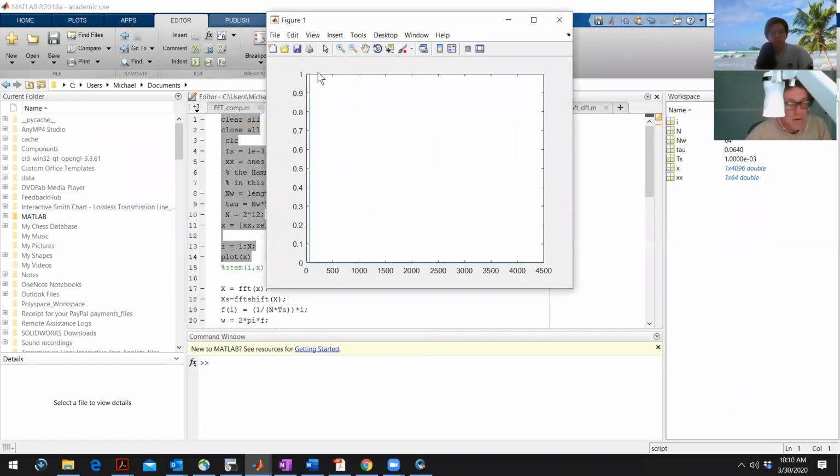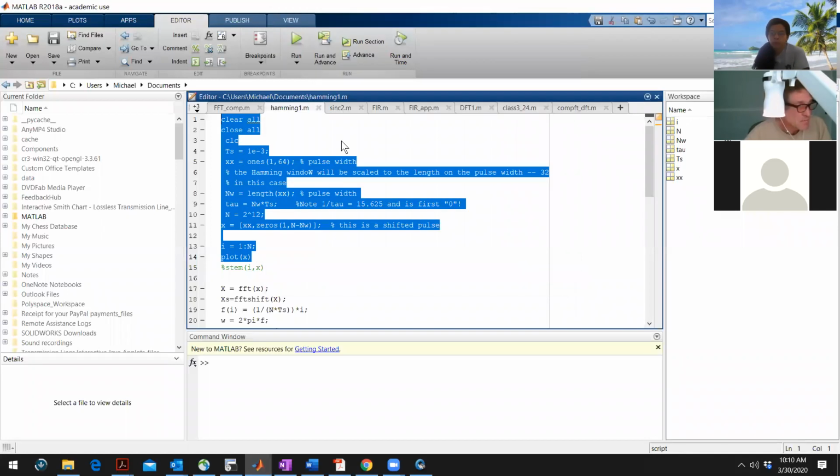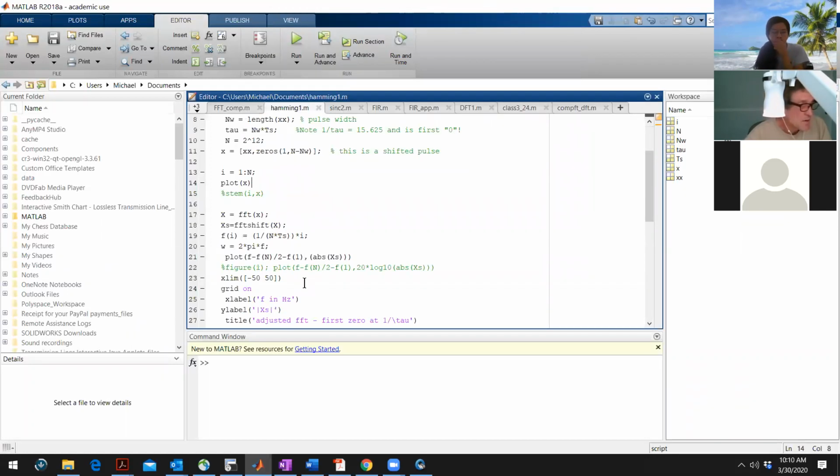And you see, it's a very narrow pulse. Can everybody see that on your screen? Yes. Okay, now we're going to do the FFT of it. So here I'm doing the FFT in line 17. It is the same thing as the DFT, exact same thing.